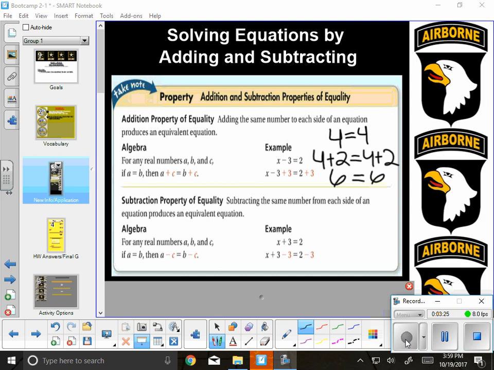Similarly, for subtraction, if we have 4 again, this time we subtract 2 from it, and we have to do it to the other side. 4 minus 2 is 2, 4 minus 2 is 2, and 2 does equal 2. And once again, it might not be 4 equals 4, but 2 does equal 2, meaning that we have equivalent equations.